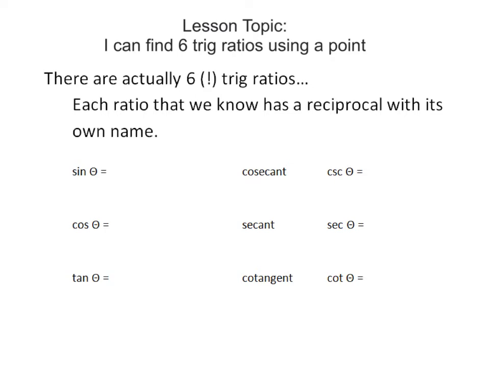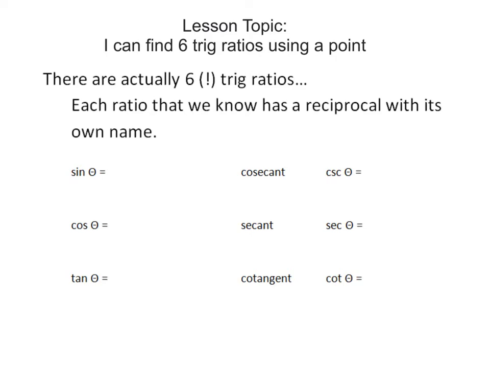There are cosecant, secant, and cotangent. Now, each of these 3 new trig ratios is the reciprocal of one of our old trig ratios that we already knew. So let's start by writing out what our trig ratios are for sine, cosine, and tangent. Sine, you should remember, is opposite over hypotenuse. Cosine is adjacent over hypotenuse. And the tangent is the opposite over the adjacent.